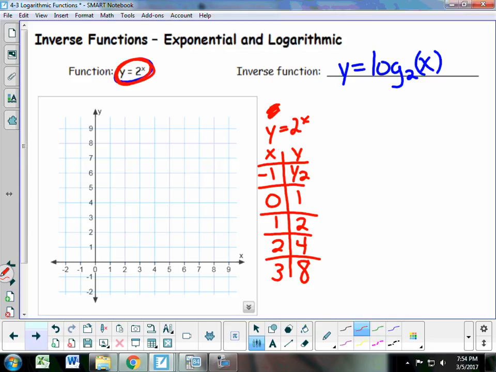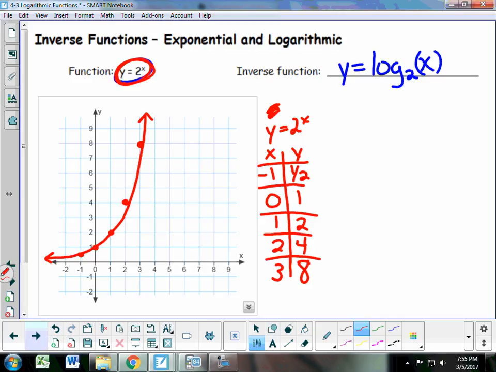So let's go ahead and plot those points. So -1, up a half; 0, 1; 1, 2; 2, 4; and 3, 8. All right. Connect those and make sure you don't cross that x-axis. All right, there's our exponential function.